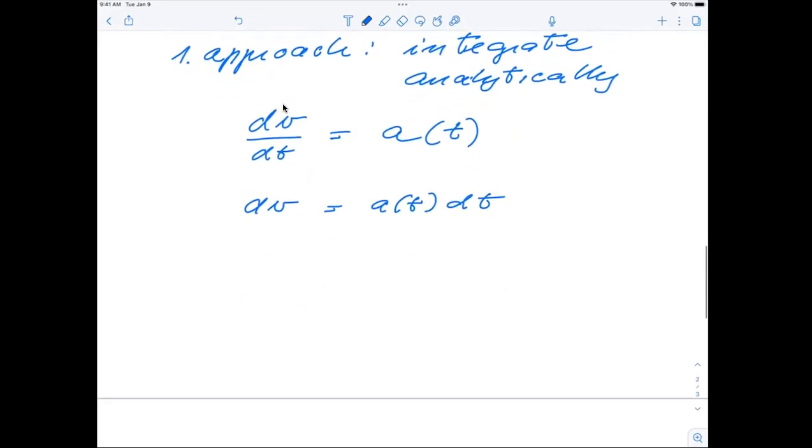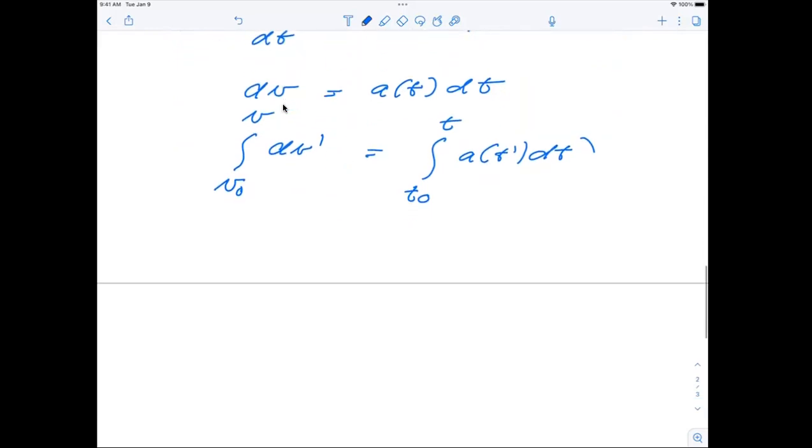And to get the velocity, we get an integral where we integrate from v0 up to v, and then we have a dv here. And this could now be equal to an integral where we integrate from a time t0 to time t, and then we have our a(t') and dt'. That's the simplest possible way we can proceed. And then with that, we would get the position when we integrate the velocity.